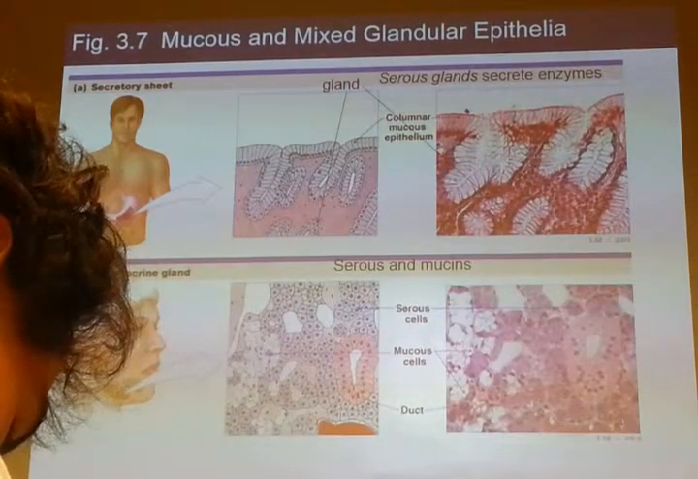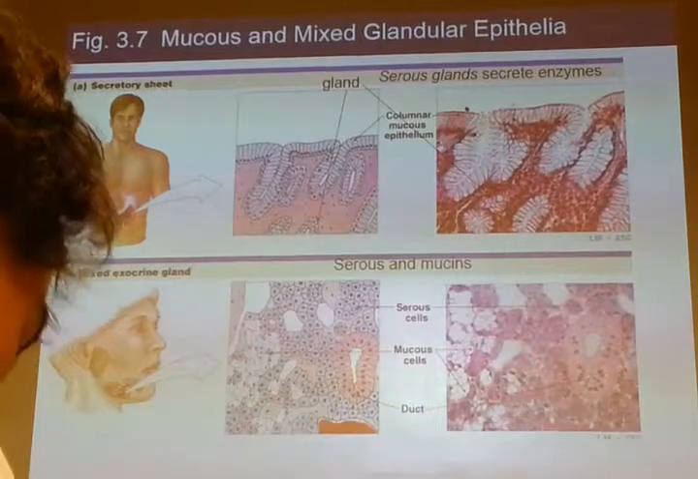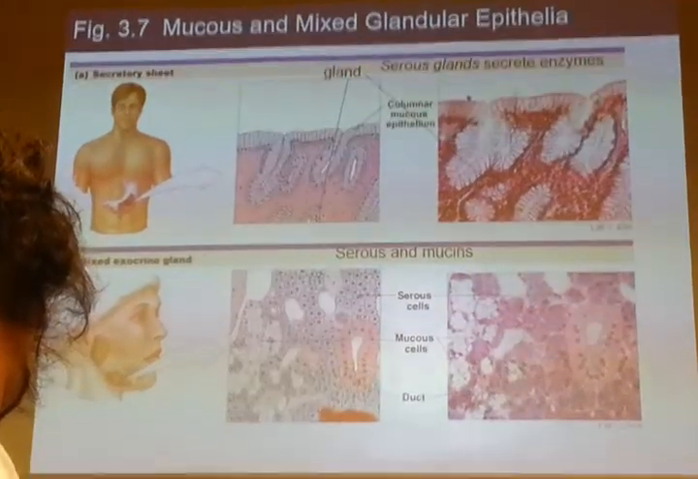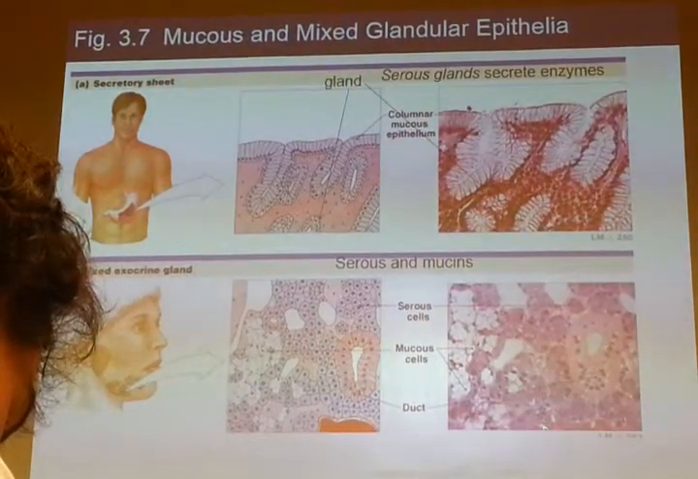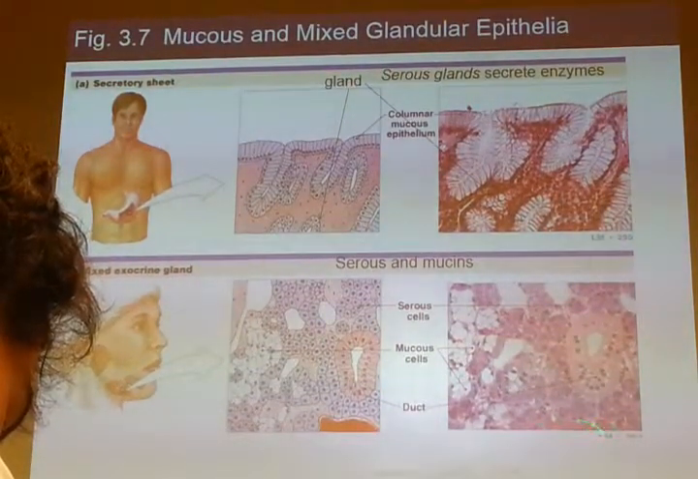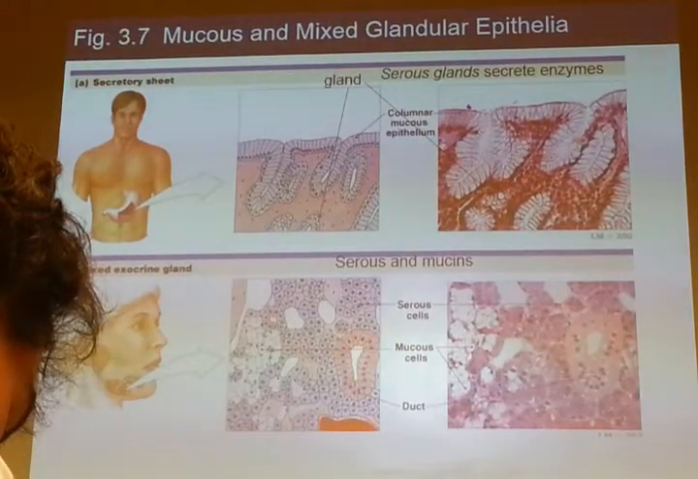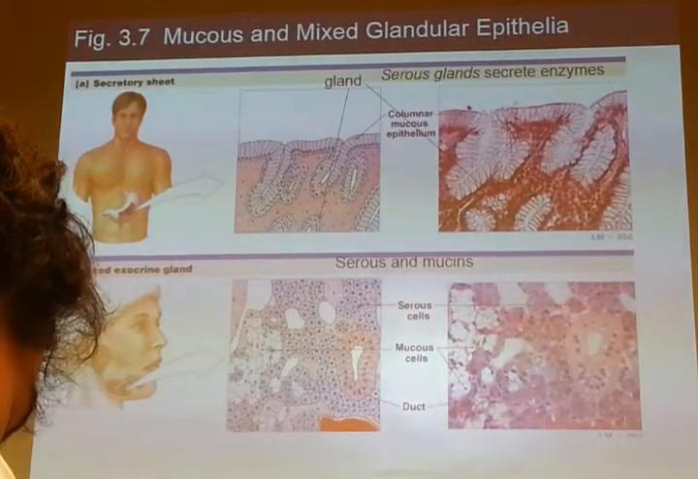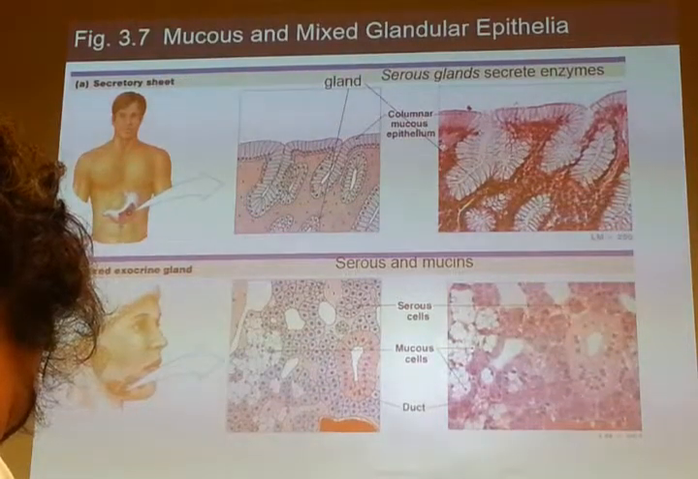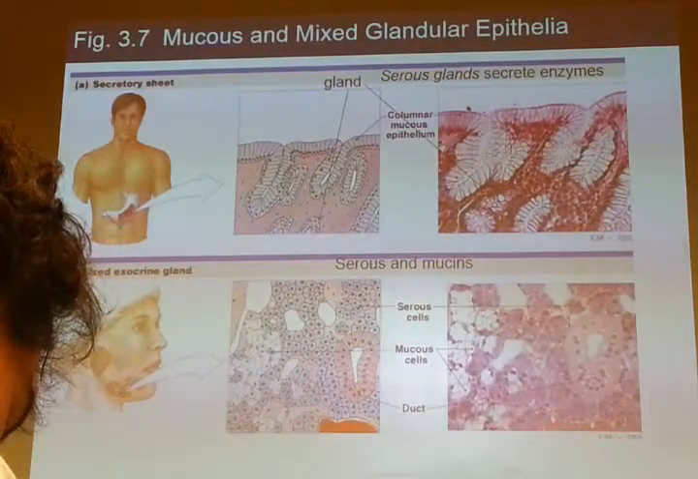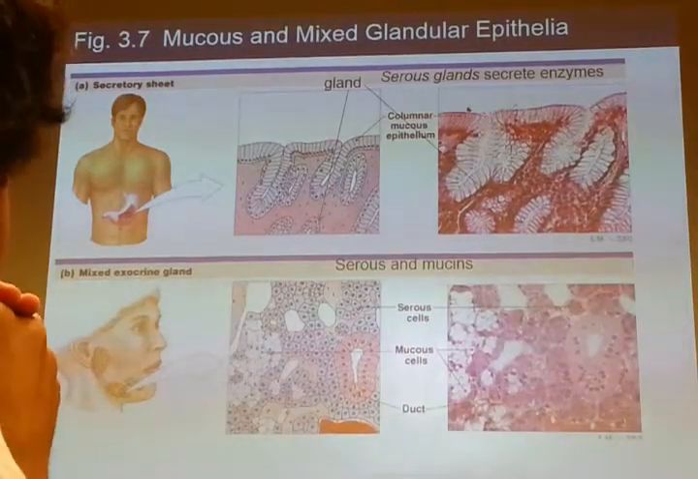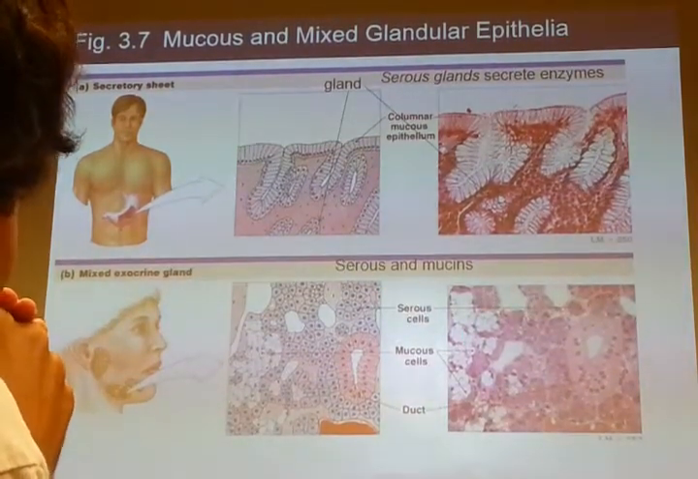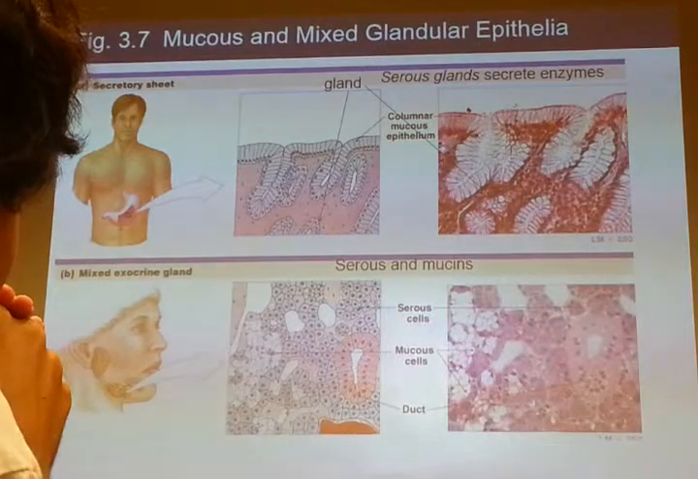Mucus and mixed glandular epithelium. So mixed means you've got a mix of mucus and serous secreting cells. Down here, you are looking at cells that will be secreting more of a liquid. And then up here, where it looks a little more airy and that implies fatty, then you're going to be looking at mucus secretions coming out.